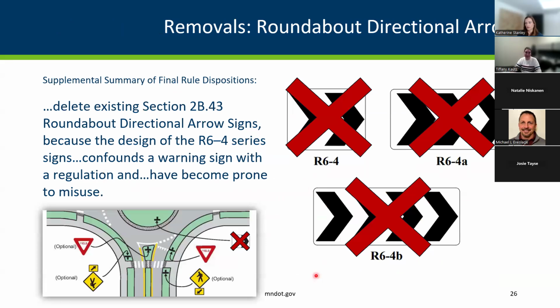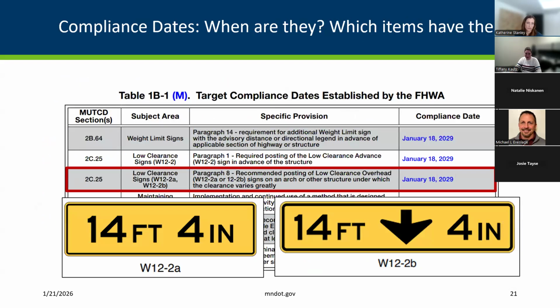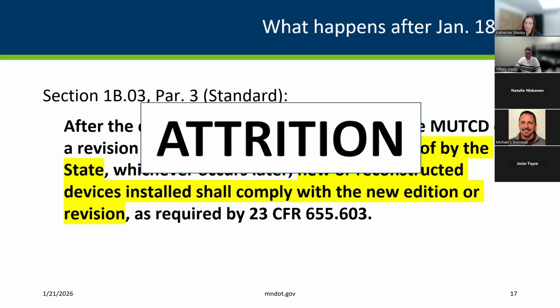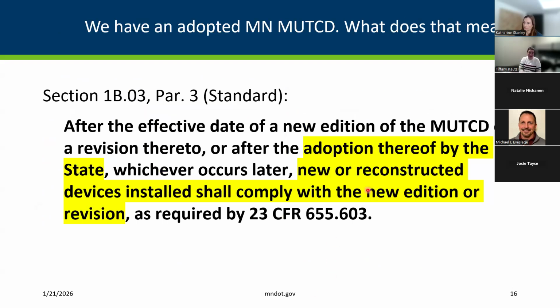So it's not something that you need to go out and remove these signs right away, but it would be through attrition. So when a new traffic control device, a new or reconstructed device, is installed. And I think that this is also where you can have some engineering judgment about what does new or reconstructed device mean, because I think it can mean different things to different folks, depending on the situation.